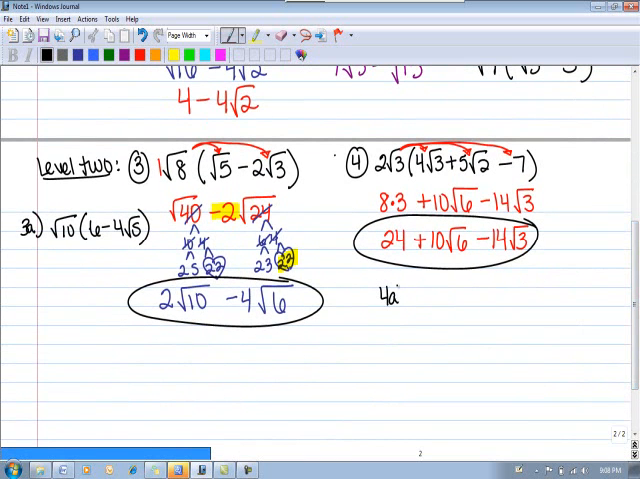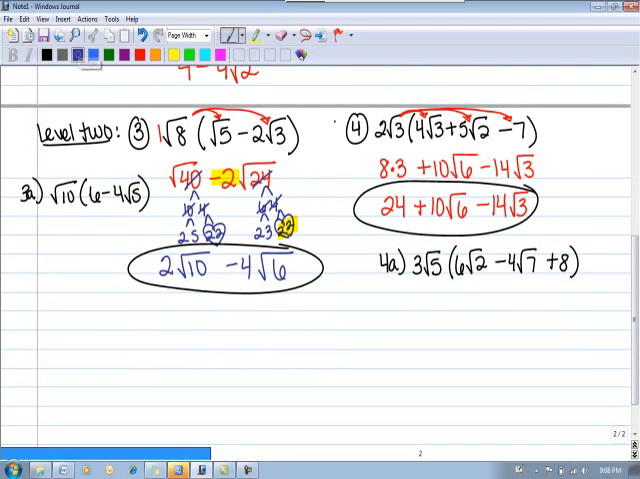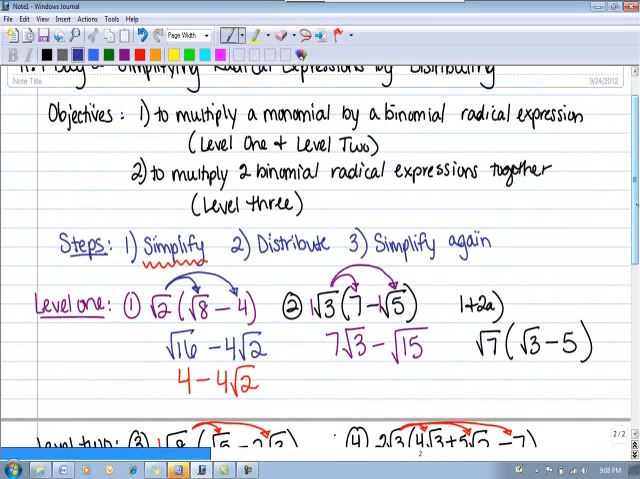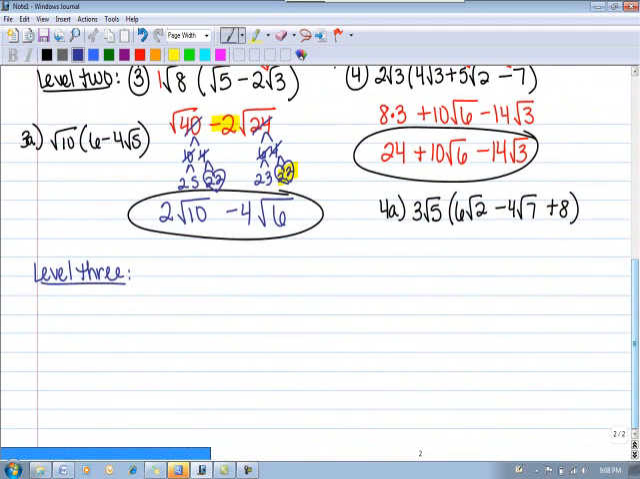So your 4A question for you to try is 3 radical 5, parentheses 6 radical 2, minus 4 radical 7, plus 8. And with that, we're going to move into our final toughest level for the day, our level 3 questions. And these are where we're going to get into that second objective. So that second objective is to multiply 2 binomial radical expressions together. Okay, so we're going to get 2 terms in both of our parentheses here. So we're going to do a lot of distributing.